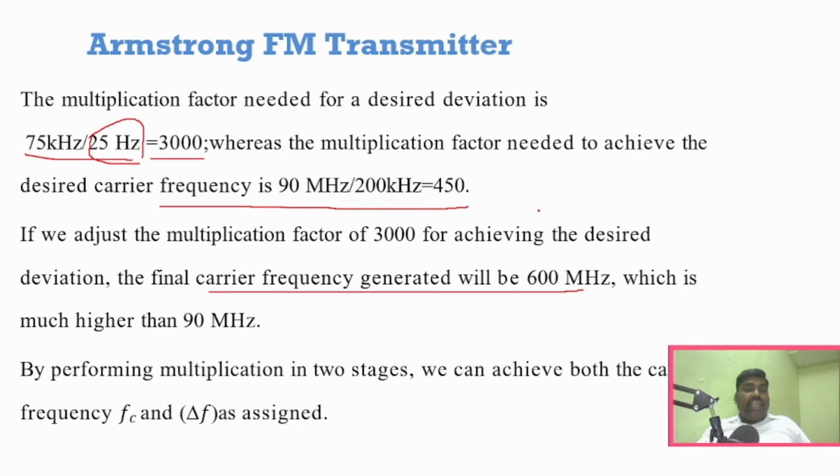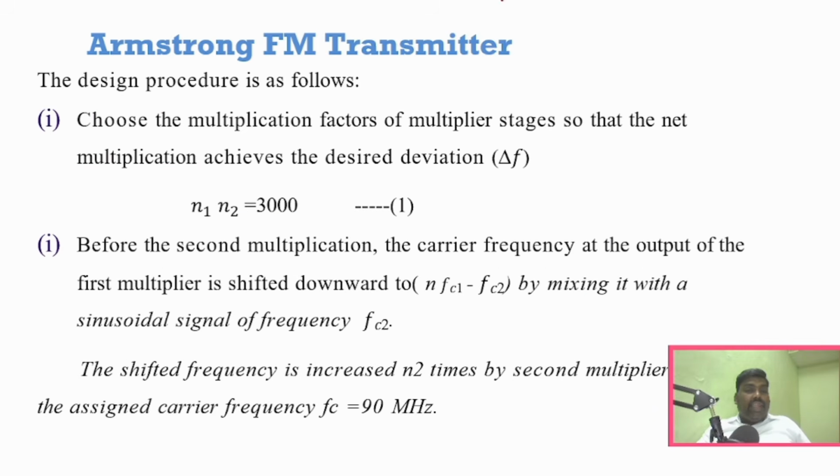So now, how will you generate that? How will you represent that signal mathematically? You can mathematically represent it as N FC1 minus FC2. This is the normal carrier frequency, that is the second oscillator frequency, which is given to the mixer directly, and this is the original carrier frequency which is multiplied by the N1 factor. And we already calculated the multiplication factor as 3000, and we know that the desired frequency is FC 90 hertz.